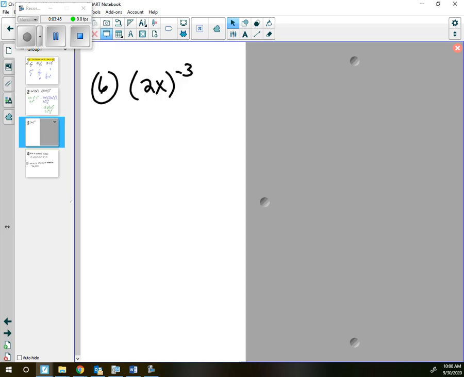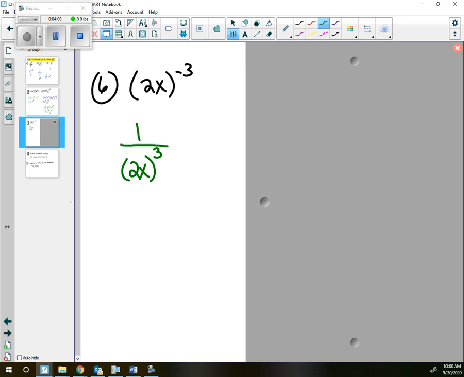All right, so 2x to the negative 3rd. Pause the video, see if you can figure out what you think it is, and then we'll go from there. So remember what negative exponent means. It means reciprocal, so that means this 2x is really in the denominator, and it's cubed. Notice the whole 2x is in parentheses, so the whole 2x is being raised to that negative 3 power, which is why the whole thing went down to the bottom.